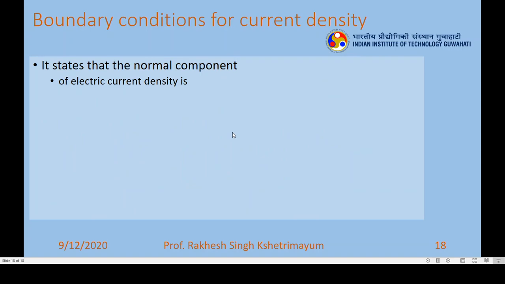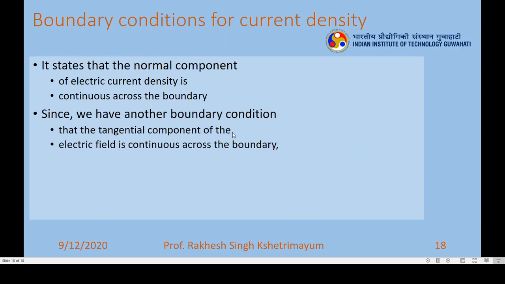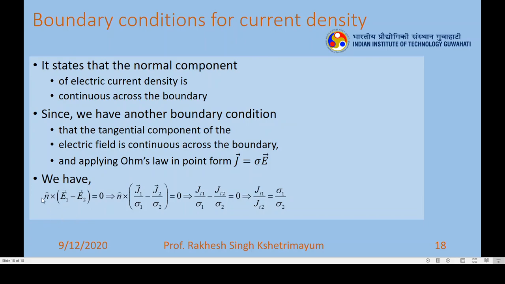We also have another boundary condition for current density, but this is actually an implication of the boundary condition of the electric field. We know that the tangential component of the electric field is continuous at the media interface. We have derived it. That was the first thing we did in this class. E1 tangential equals E2 tangential. You can express it in vectorial form also: n cross (E1 minus E2) equals 0, where n is the normal to the interface.